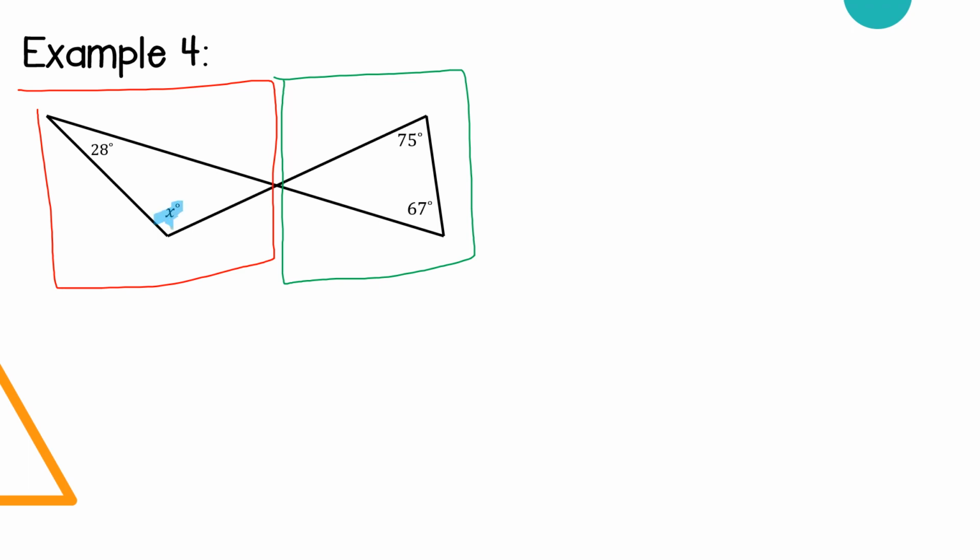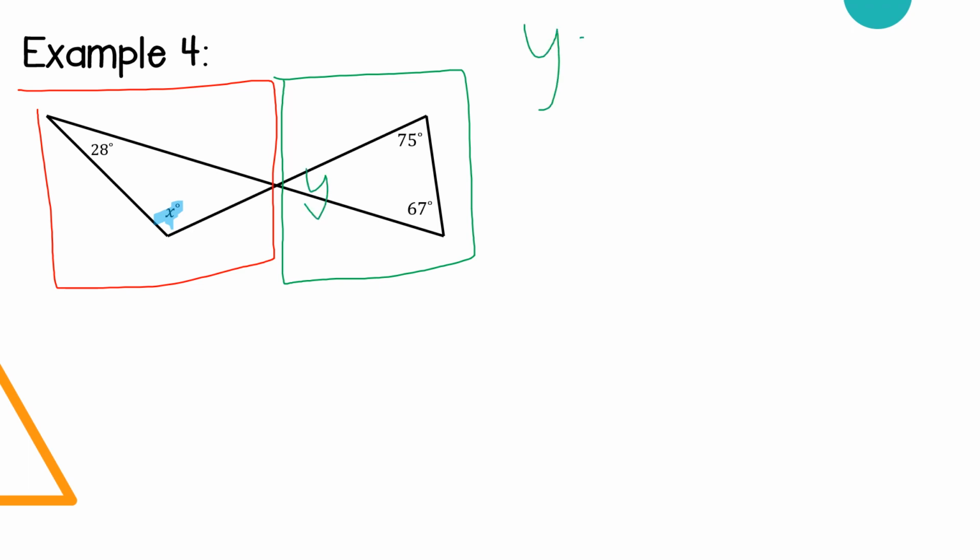The only problem is that in the triangle on the left, I have only one known angle and two unknown angles. And because I have two unknown angles, I really can't do anything at this point with just the triangle on the left to find x. But if I look at the triangle on the right, I have two angles and a missing angle. I'm going to call that missing angle y. And we're going to first find y.